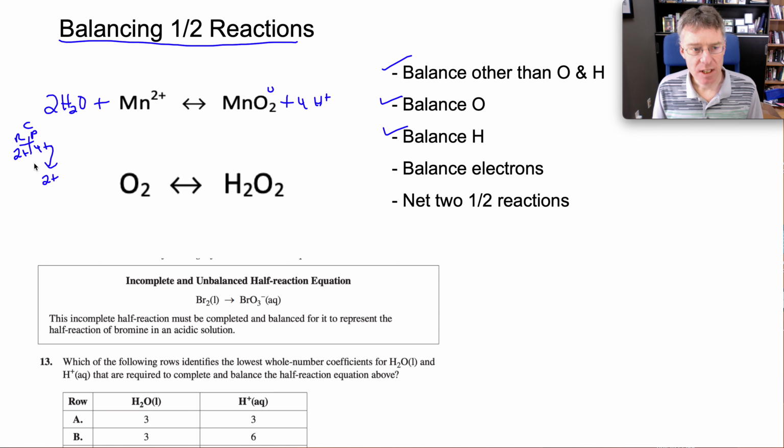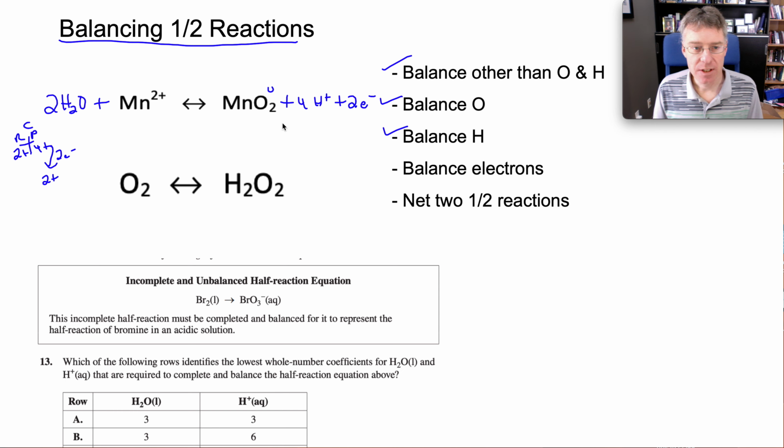Again, some students think that you have to have 0 or neutral on both sides. That is not correct at all. They just have to have the same charge. So we need 2 electrons. We brought down the product side, so that is where the electrons must go. So that's our correct balanced half reaction.